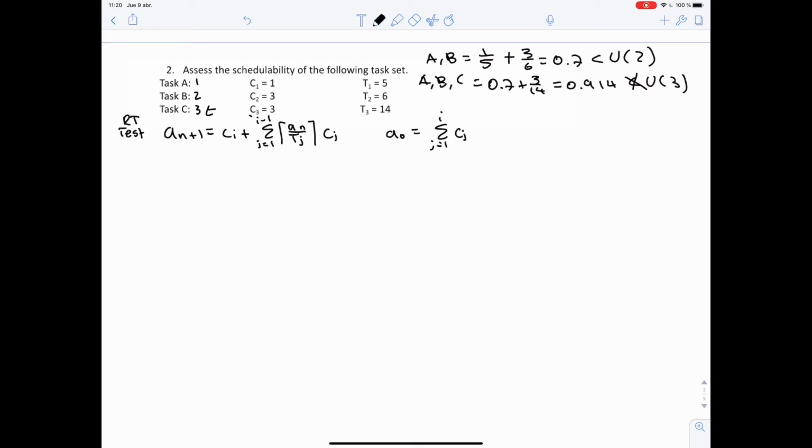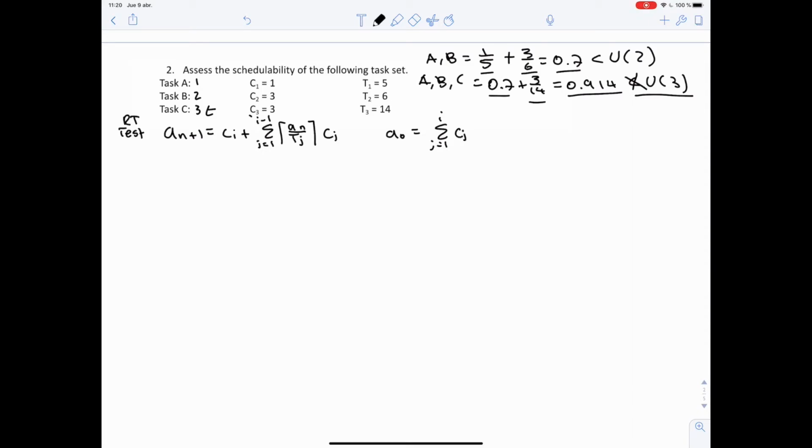So that would be 1 over 5 plus 3 over 6, that's 0.7, and that is less than the utilization bound of 2 tasks. For tasks A, B, and C, it is 0.7, as before, plus 3 over 14, and that gives us 0.914, and that is not less than the utilization bound of 3. So this means that the utilization bound test has failed, and we have to do the RT test.